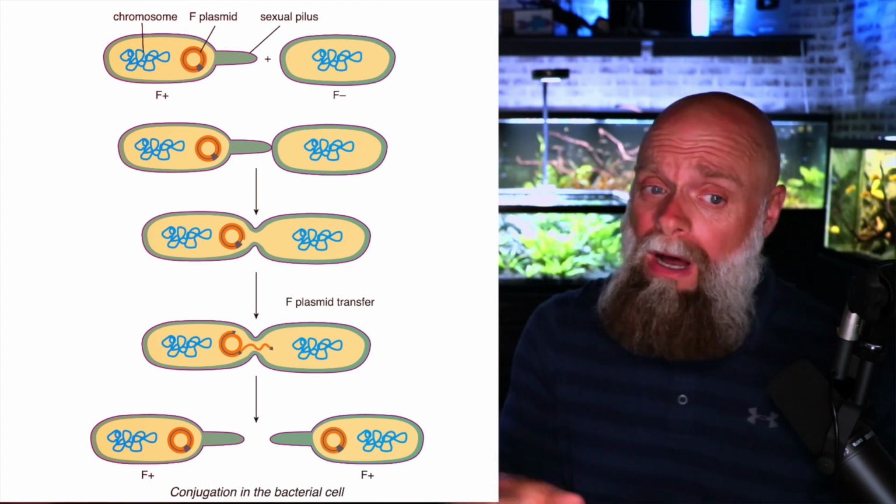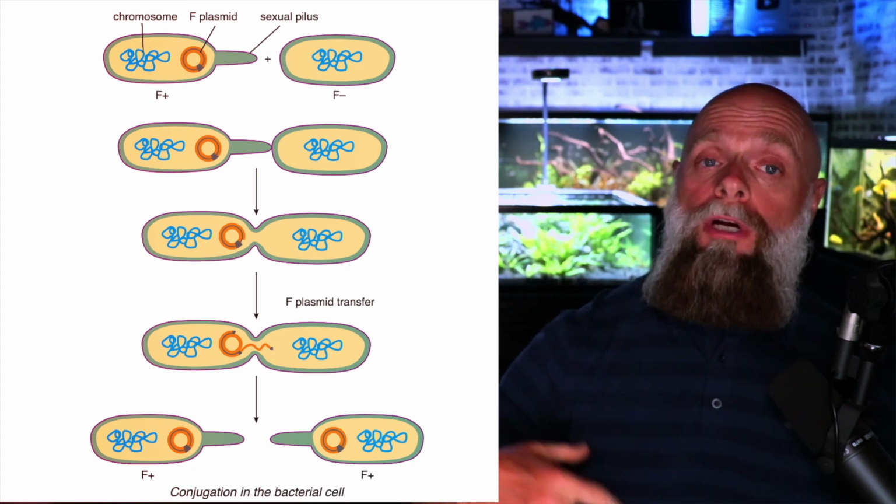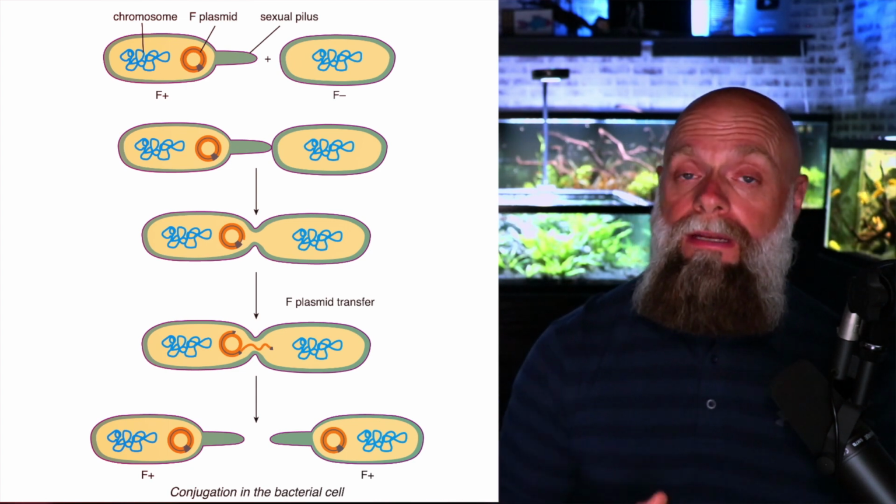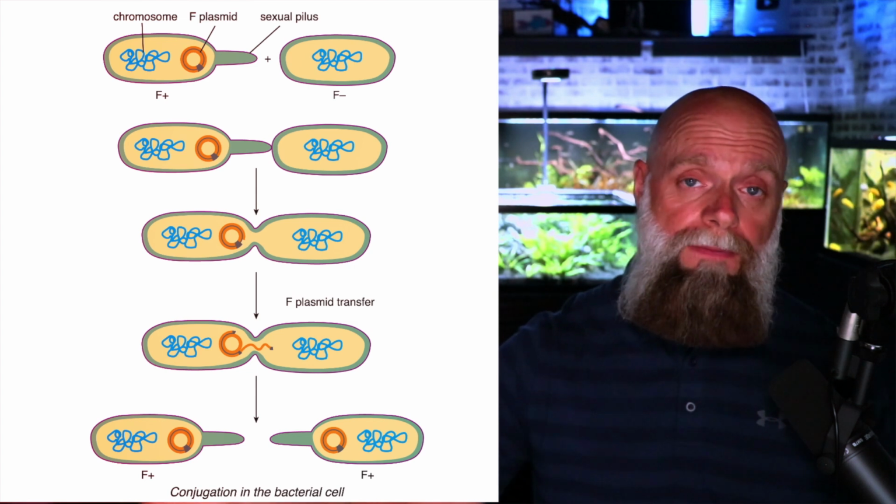Now, it can still do all the things an F plus cell can do in terms of making the pilus, making the connection, and attempting to transfer genetic information to a recipient.